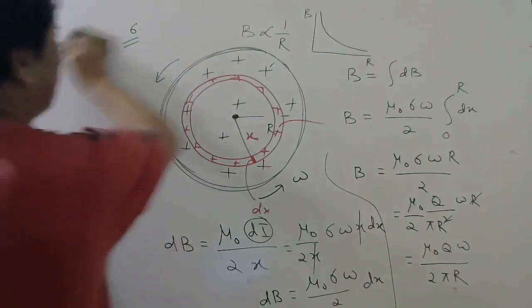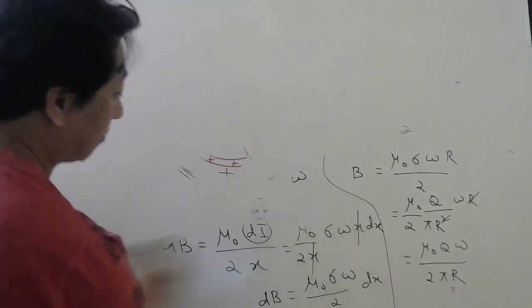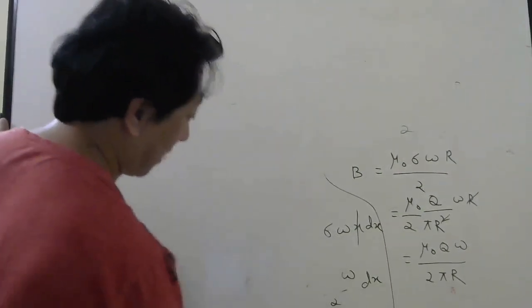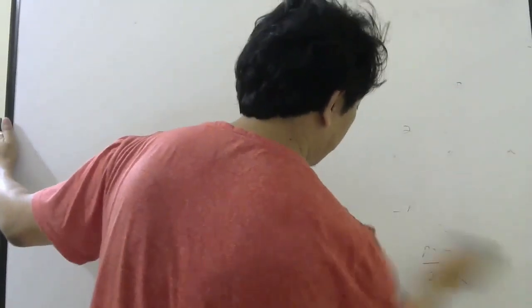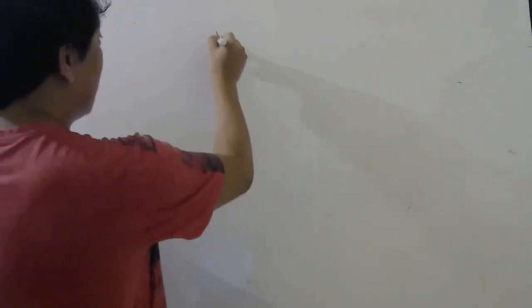Question number 7. The seventh question is similar to the way we found the magnetic field due to a solenoid. Similar to that we have to do. Listen carefully to the question. A hollow cylinder having infinite length and carrying a uniform current per unit length lambda. So lambda is something very interesting.